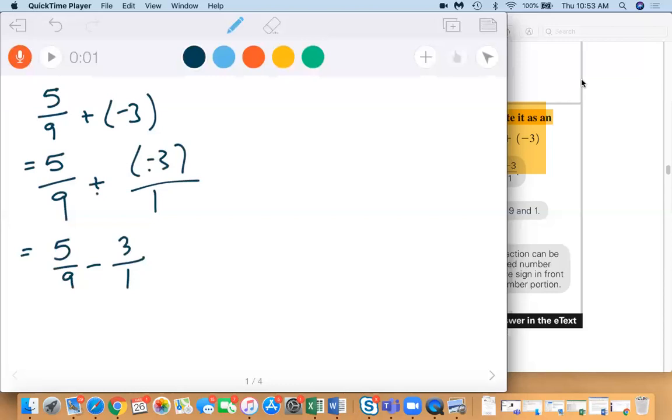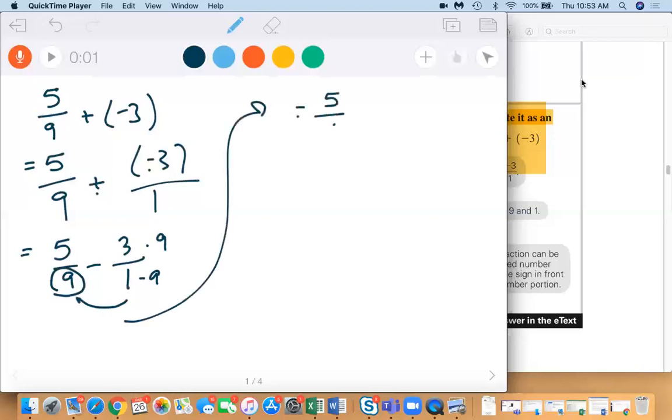All right, so in this one we had a whole number. When you have a whole number and it's over 1, you know that the lowest common denominator is the other denominator, right? So in order to make this one the same denominator as that one, you need to multiply the top and the bottom by 9, okay? So this is going to equal 5 over 9 minus 3 times 9, which is 27 over 9, okay?